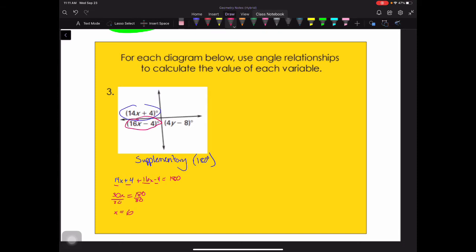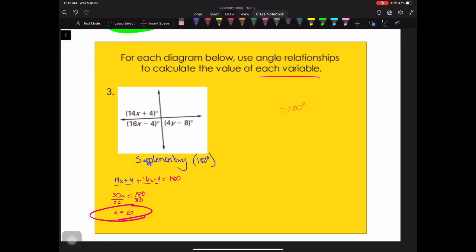Okay, but it says to calculate the value of each variable. So we found 1. We know what x is equal to. So now we have to use that to find y. Well, I'm going to erase this quick. Here's what we have again. We have this angle here, and this angle again are forming a 180 degree angle. So we could set up an equation again.